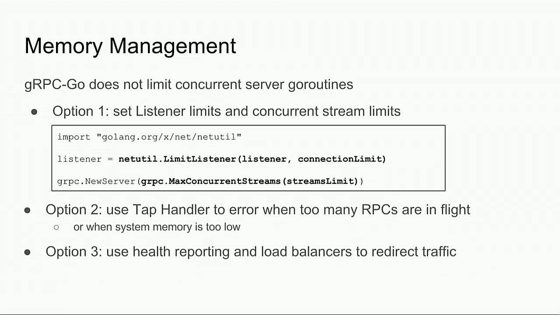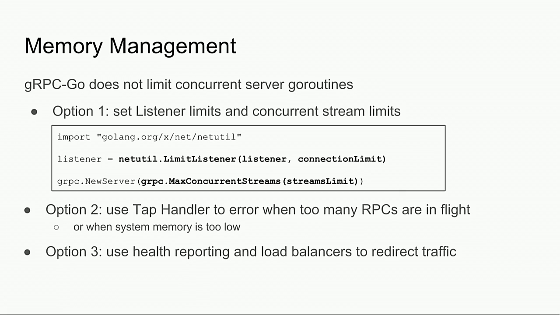So another option would be to utilize the tap handler that we talked about for the rate limiting. And that works pretty well. And you could put any number of things into that too. You don't just have to limit it to the number of RPCs in flight. You could also look at the memory that you have available, or anything else that you want to use for health type checking, and be able to error out early before things start using too many resources.